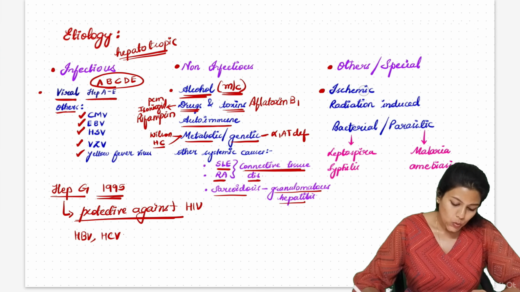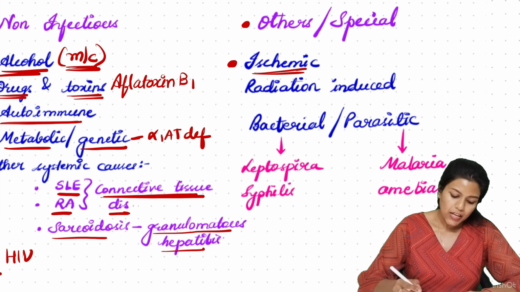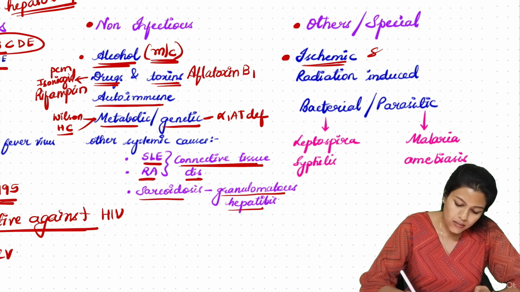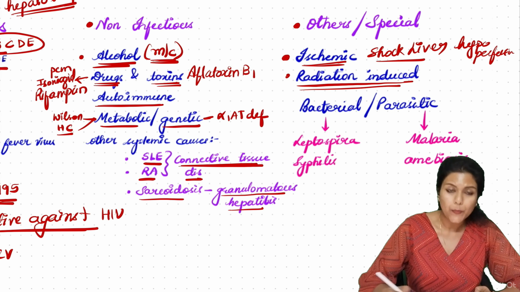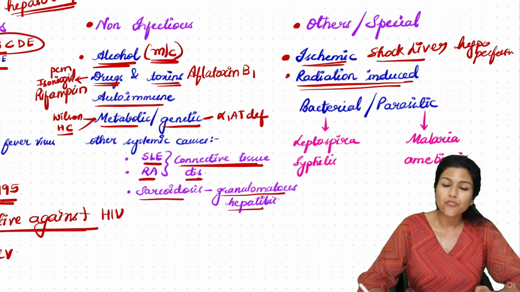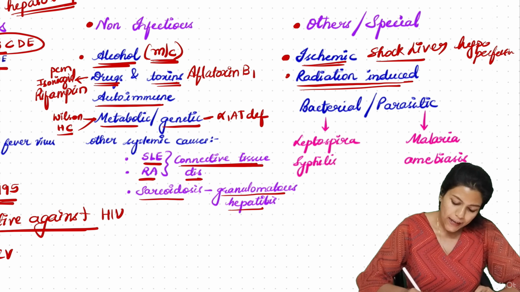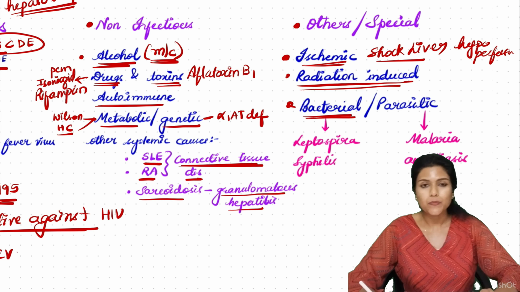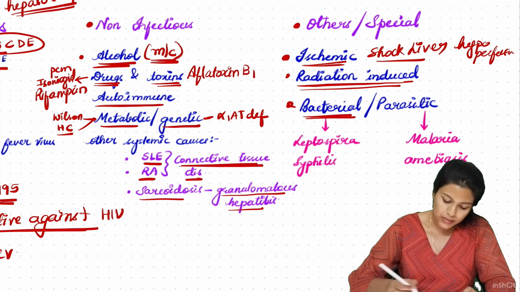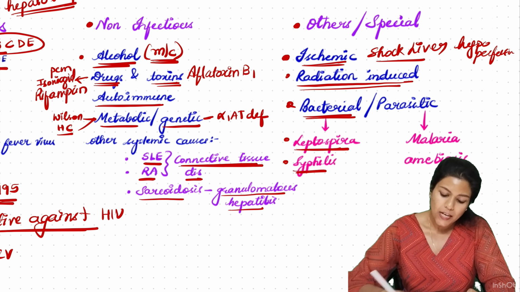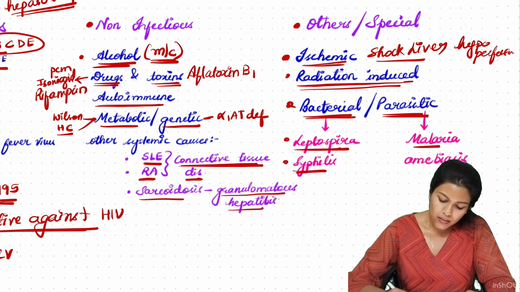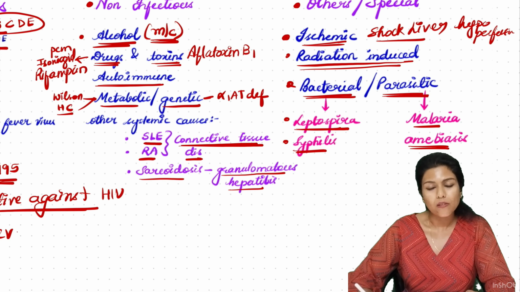The other reasons include ischemic hepatitis. Ischemic hepatitis, also called shock liver, occurs because of hypoperfusion to the liver. Another is radiation-induced hepatitis. After exposure to radiation, radiation-induced hepatitis can occur. And bacterial reasons for hepatitis. Under special reasons, the bacterial causes of hepatitis include leptospira and syphilis. And under parasitic causes, malaria and amoebiasis. These can also cause hepatitis.